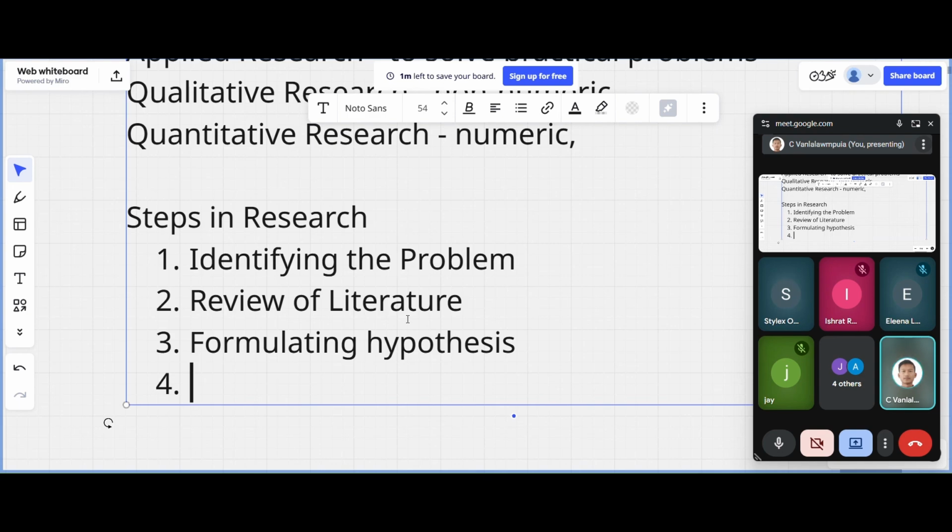So that is your prediction. Okay, next is research design.